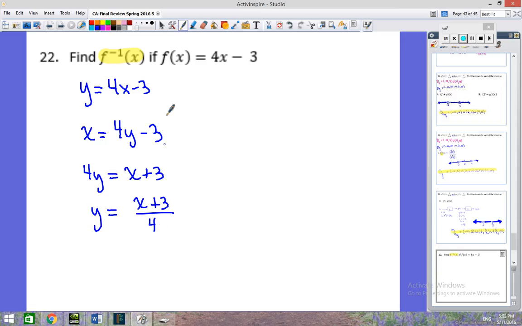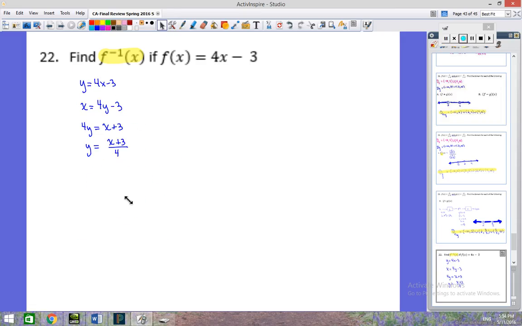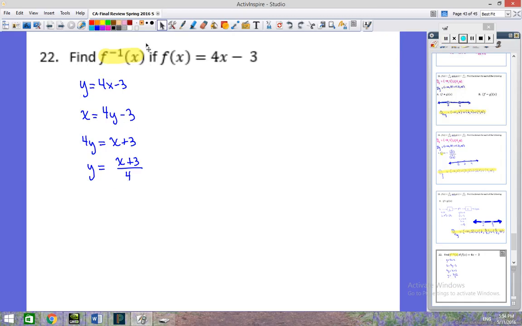Alright, now you're not going to see the answer of our multiple choice written like this. It's going to use this inverse notation. It's going to be written f inverse of x is equal to x plus 3 over 4. Now, it's not impossible that they would take this single fraction and split it into 2 fractions.